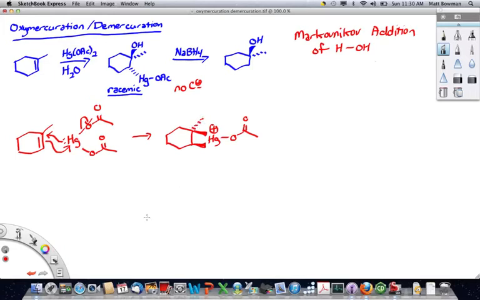Moreover, this mercury can come from the top face or the bottom face, resulting in a racemic mixture of the two. This mercury is on one enantiomer, the mercuries are both wedges. On the other enantiomer, they're both dashes. Water then attacks and opens up this three-membered ring.